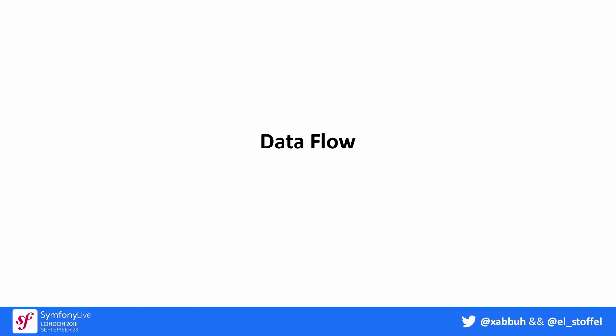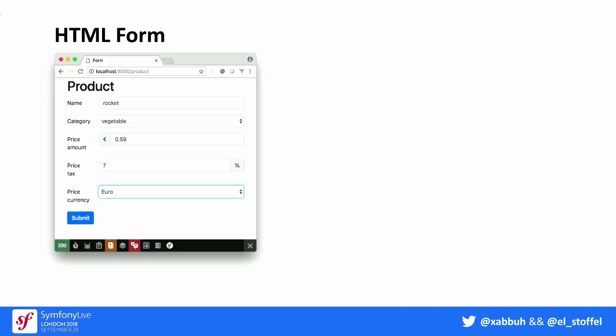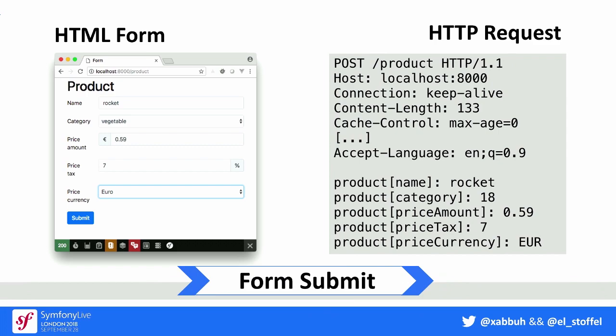So let's have a look at what is going on behind the scenes when the user is interacting with our form. This is what the user is looking at in the browser. They are entering some data, and then finally they are going to submit the data. The browser will then transform the data here into an HTTP request, which looks like this.